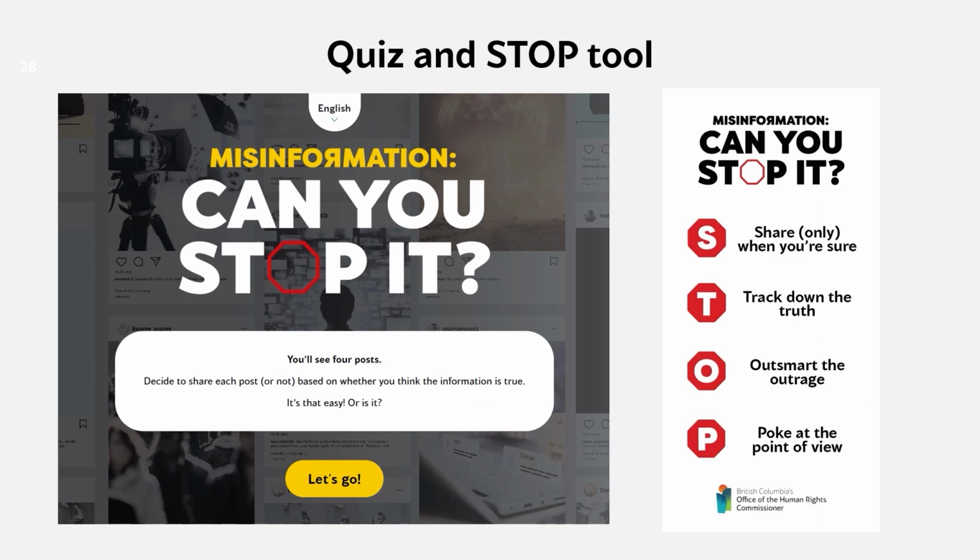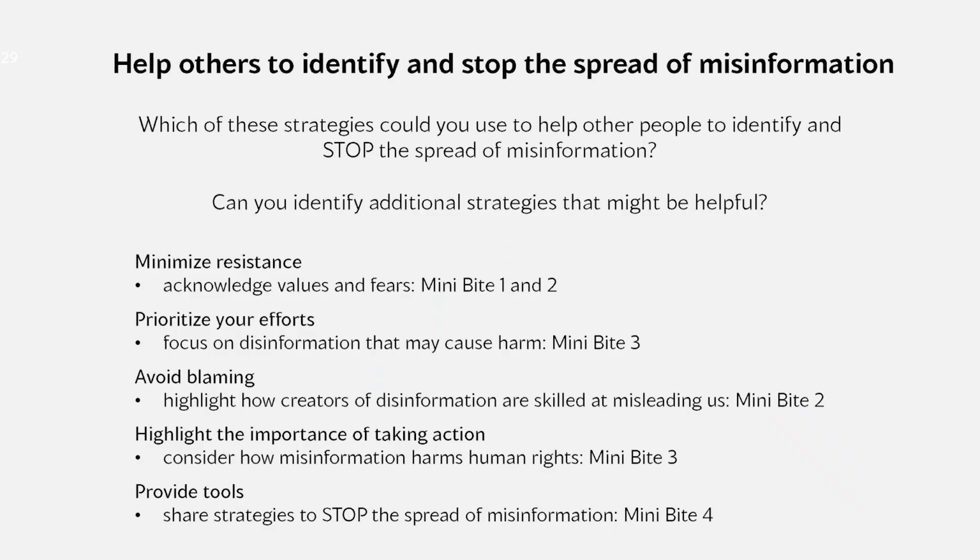We've included a copy of the STOP tool in Handout 4. A poster and label-sized versions of the STOP tool are available to download on our Misinformation, Can You Stop It webpage. Consider putting up the poster in a space where you access information online, such as your home, your workplace, a community setting, or a classroom. You can also attach the label to the back of your cell phone. We can use these resources to encourage us to use the STOP strategies whenever we encounter information.